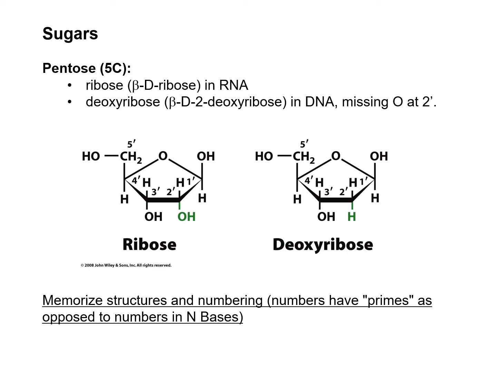And here's the sugar that is pentose, it's 5C. There are 5 carbons as well as the oxygen atom that forms this pentose ring. And ribose is used for RNA, as opposed to deoxyribose, which is used for DNA. The only difference is this C2 prime, where the ribose has the hydroxyl group. The deoxyribose has only the hydrogen atom there. And you should memorize this structure and the numberings and so on.